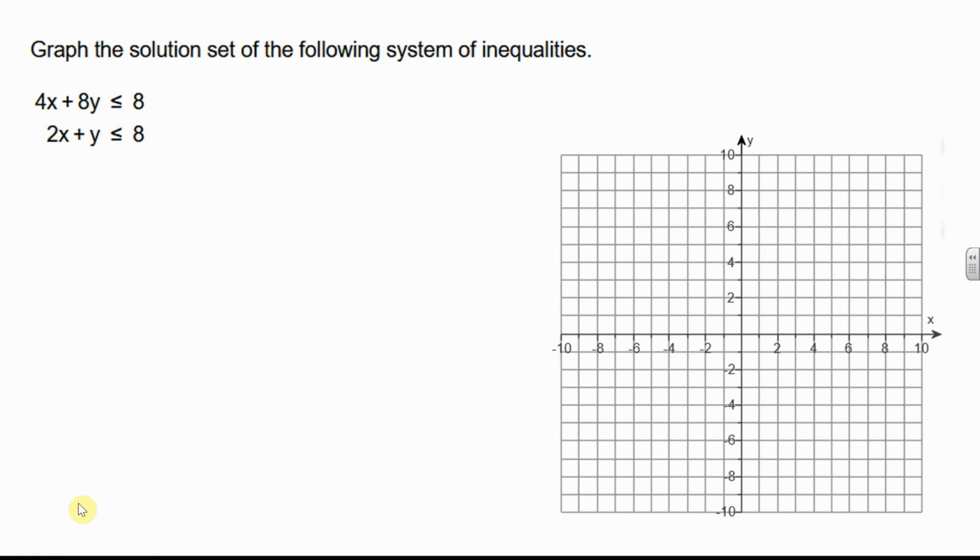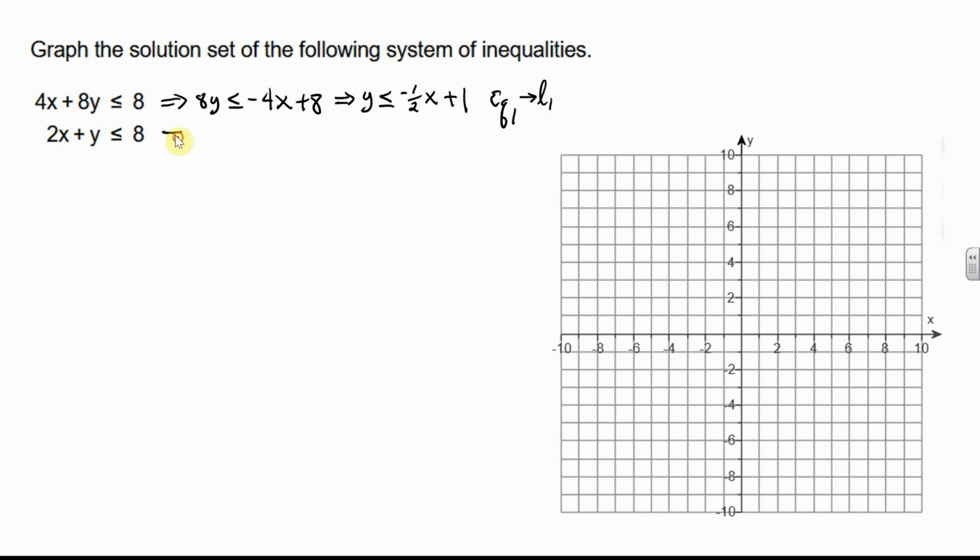So let's look at this problem. I'm going to take each inequality and just get y by itself. So for that first one, I have 8y is less than or equal to negative 4x plus 8. Now I'm going to divide both sides by 8, so I get y is less than or equal to negative 1/2 times x plus 1. Okay, we'll just call that inequality 1, and that'll correspond to line 1 once we graph it.